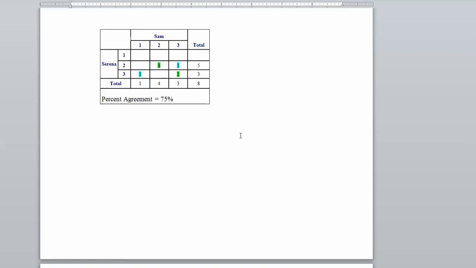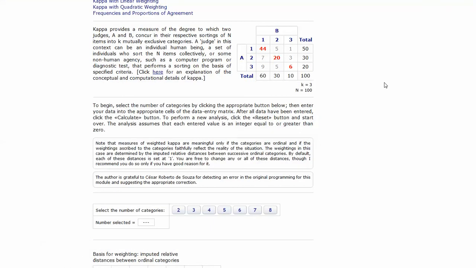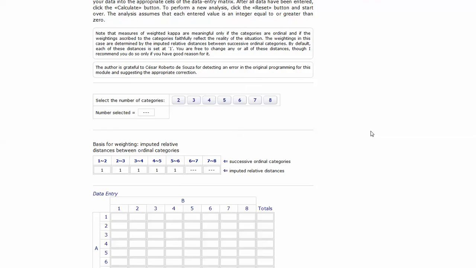Okay. What we want to look at next, though, is how to calculate Cohen's Kappa for this. And so this is the website that will be on Moodle for you to go to for this. The first thing that you're going to need to do is to select the number of categories. And you'll remember, we have 3 categories, right? We had the beginning, emerging, and proficient. So we've got our 3 categories.